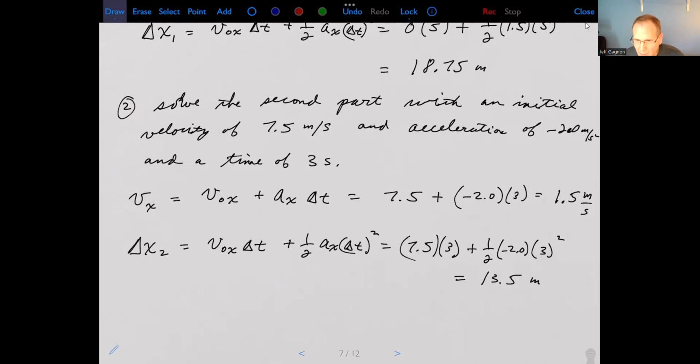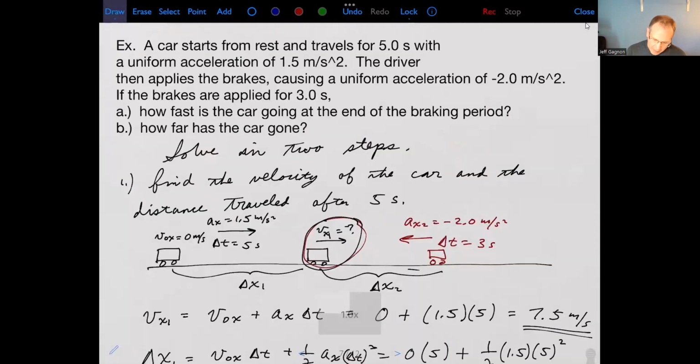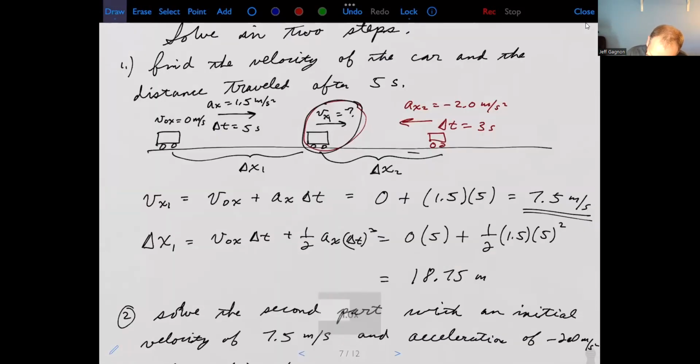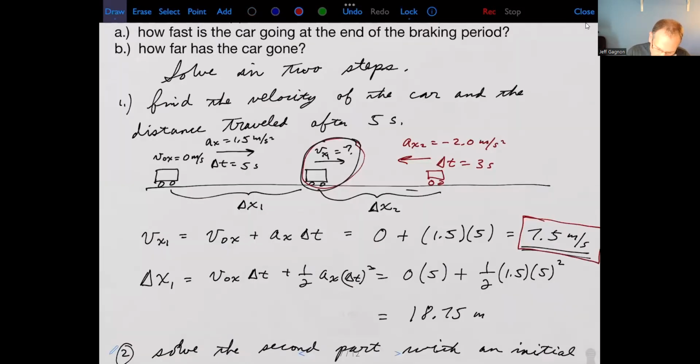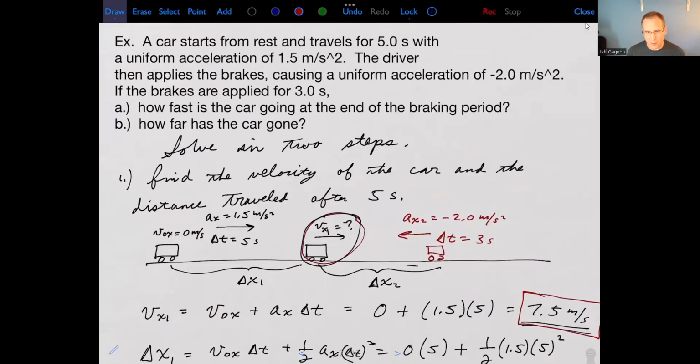Okay, so we're not quite done yet, right? We actually have the answer to part A. Remember, part A was how fast is the car going at the end of the braking period? Well, that's this value right here, right? That is the 7.5 meters per second. And then part B was how far did the car go total? So to figure that out, we need to add our delta x1 plus delta x2. Call that whole thing maybe delta x, and that will give us the total distance that the car traveled.